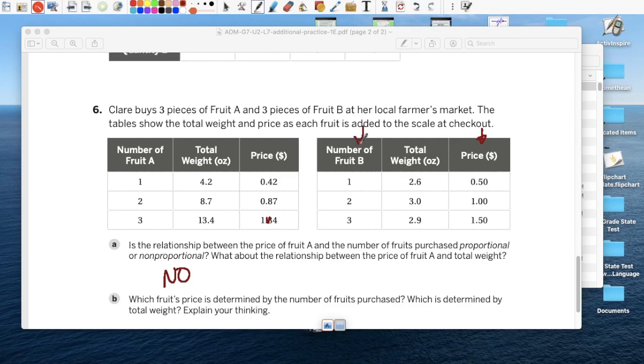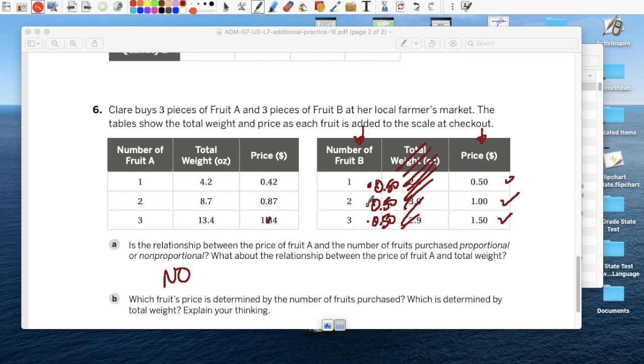Well, let's look at this one. Let me erase this one here. We're talking about the number of fruits and the price. So if I buy one fruit, I pay 50 cents. What's my constant of proportionality? Times 50 cents. If I buy 2 fruits, it should be times 50 cents, and 2 times 50 cents is $1. Look, that works. If I buy 3 fruits, times 50 cents, $1.50.